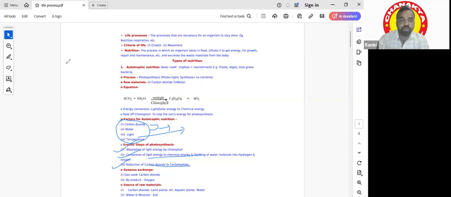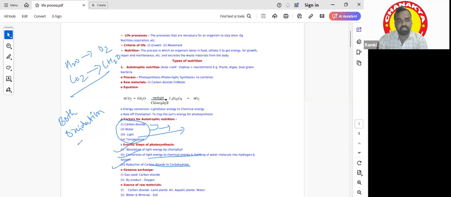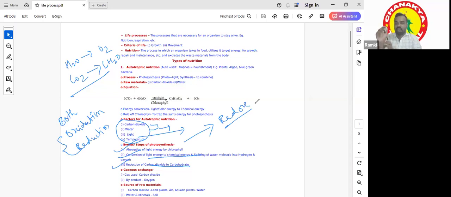First, water is oxidized to form oxygen. The carbon dioxide is reduced to form carbohydrate. So both the oxidation and reduction take place in photosynthesis. That is why we call photosynthesis a redox reaction. Note it down, ma. What is called a redox reaction? If oxidation and reduction take place simultaneously, that is called a redox reaction. Note it down here.